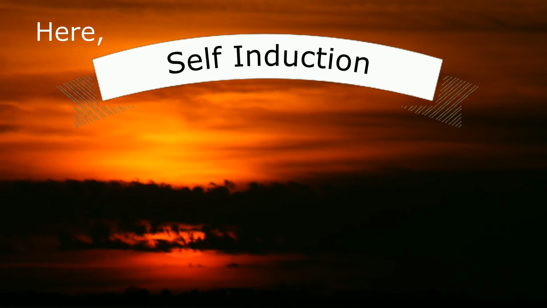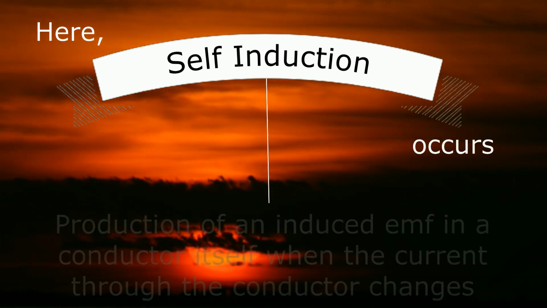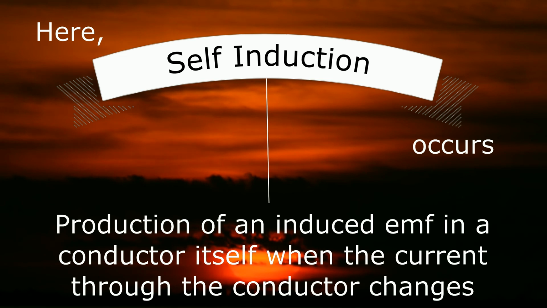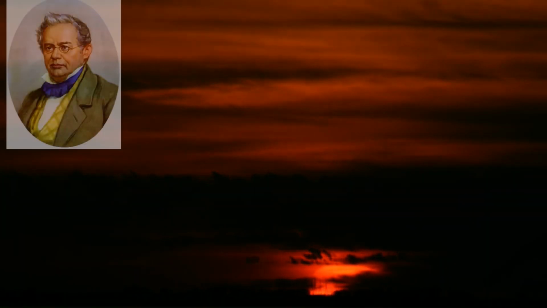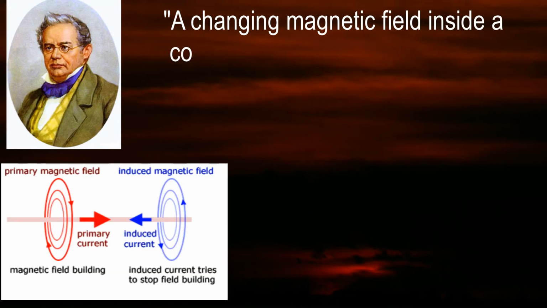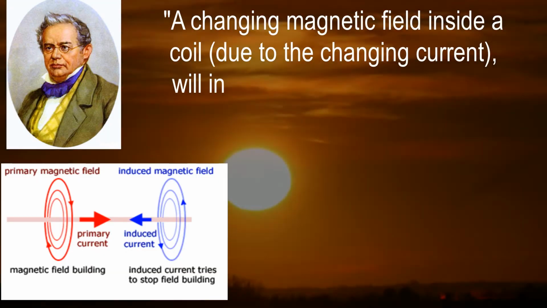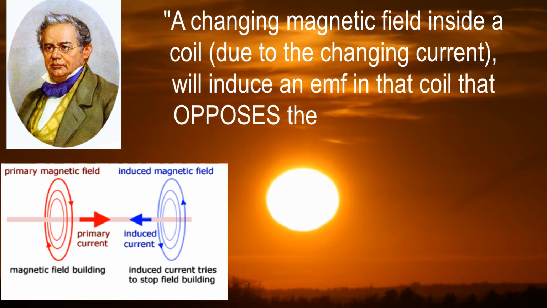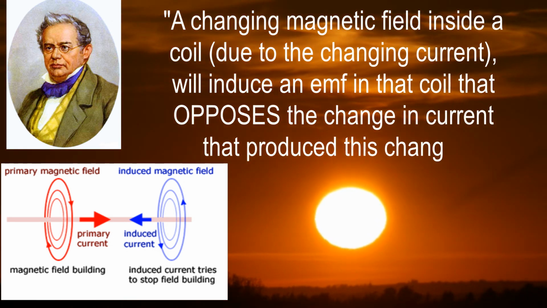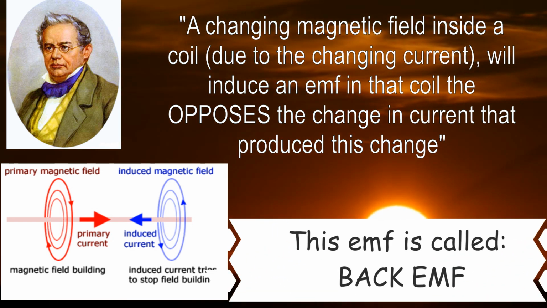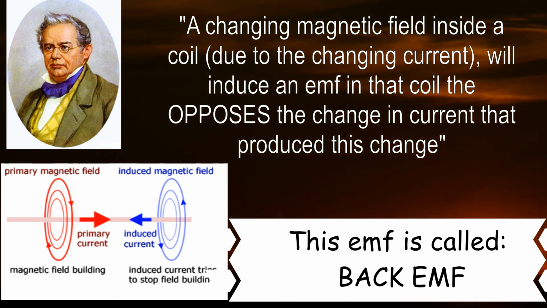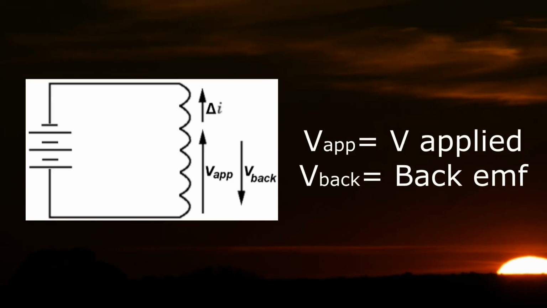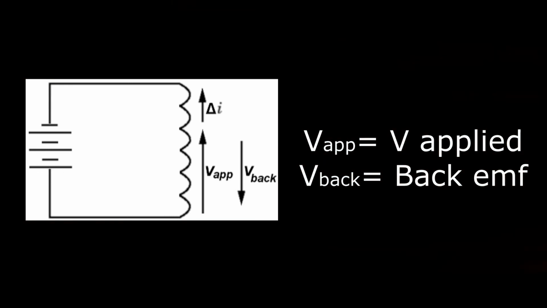Here, self-induction occurs. Self-induction is the process of an induced EMF in the conductor itself when the current in the conductor changes. According to Lenz's law, a changing magnetic field inside the coil will produce an EMF in the coil that opposes the change in current that is produced. Therefore, the direction of back EMF is always opposite to the direction of the current.